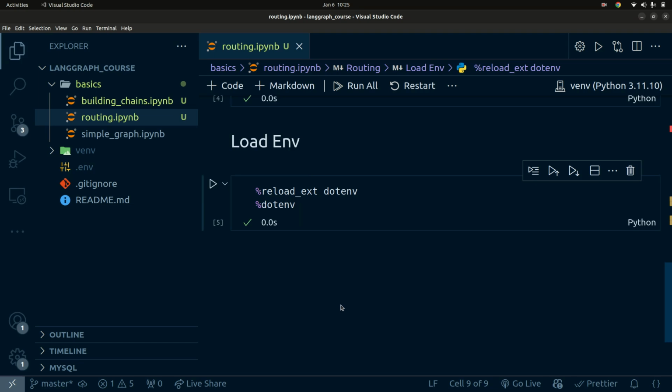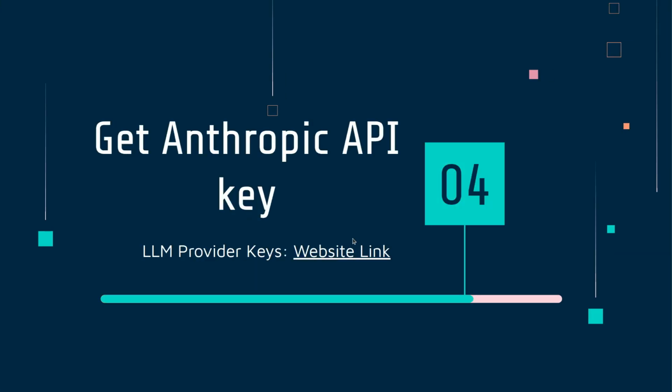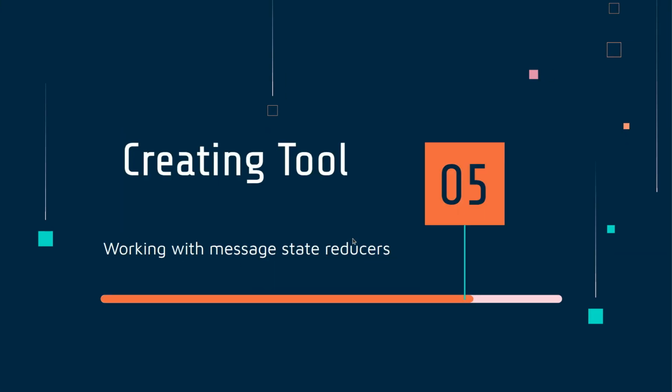Okay, once you have that, you are good to go. So the next thing you're going to go ahead and do is, let's look, we have our Anthropic API key. The next thing is creating a tool. So let's go ahead and learn how to create that tool.